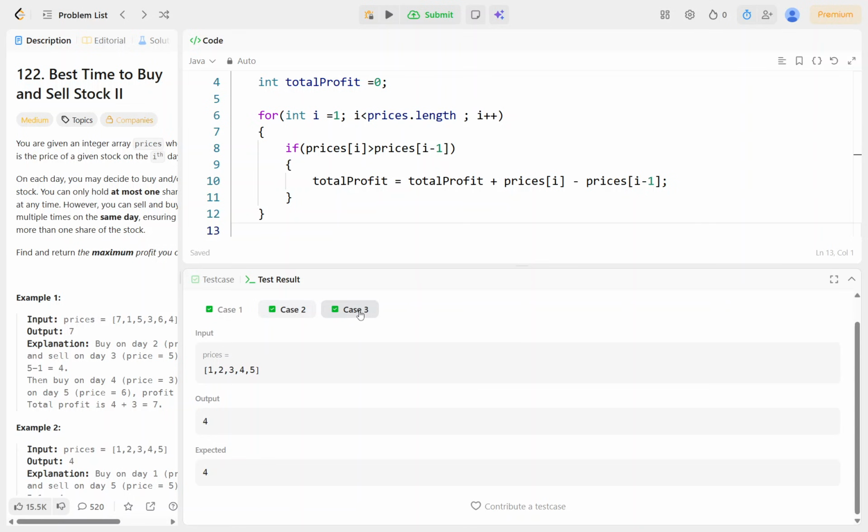Okay, then in case 3, what is there? 7 6 4 3 1. Cost price is 7, selling price is 6. So it is in decrementing order. Again the output will be 0. Nothing will be found here, and this condition will never be true. So total profit will be 0 here.